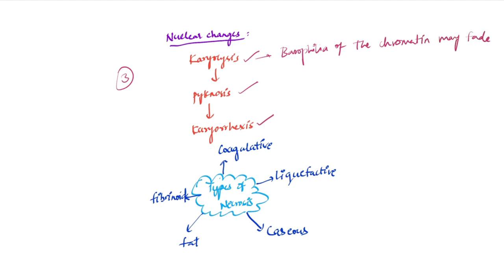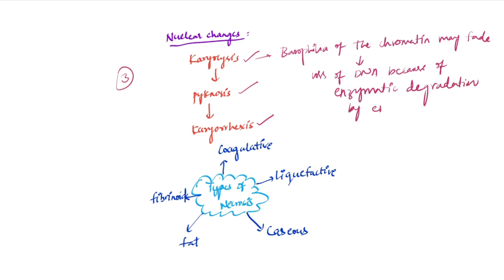So what will this lead to? This will lead to loss of DNA because of enzymatic degradation by endonucleases. So what happens in karyolysis? First, basophilia of the chromatin will fade. Next, there will be a loss of DNA because of enzymatic degradation by endonucleases.